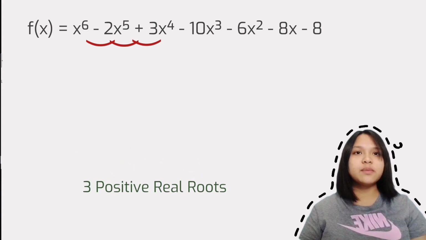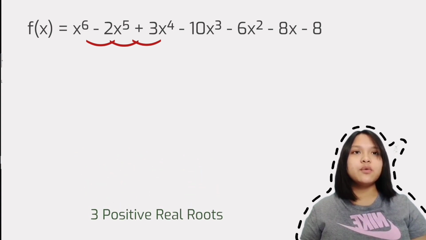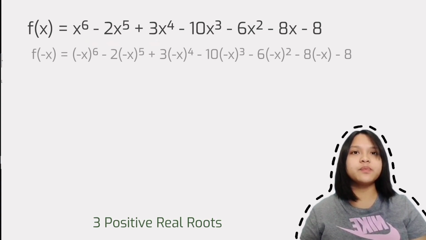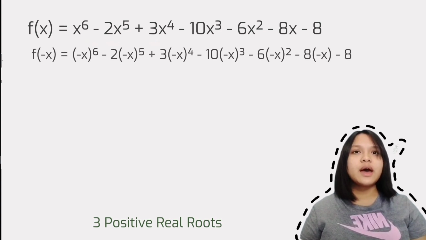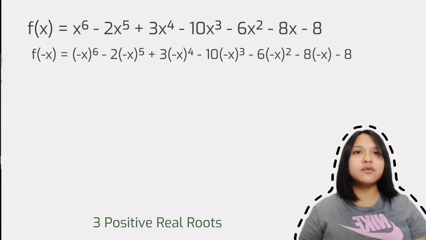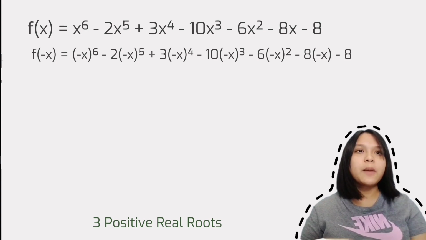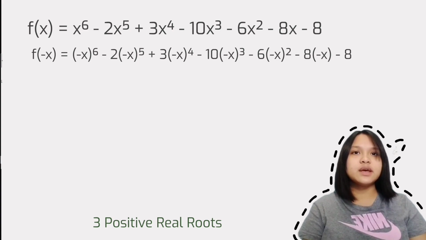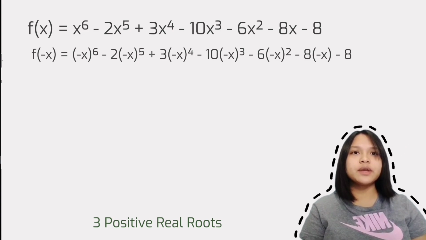Next, to find the possible number of negative roots, we should replace x with negative x and repeat the sign comparison. So, it'll be f of negative x is equal to negative x raised to 6 minus 2 times negative x raised to 5 plus 3 times negative x raised to 4 minus 10 times negative x raised to 3 minus 6 times negative x raised to 2 minus 8 times negative x.